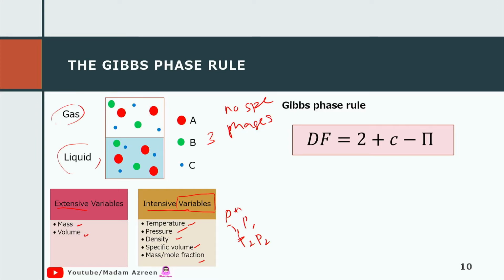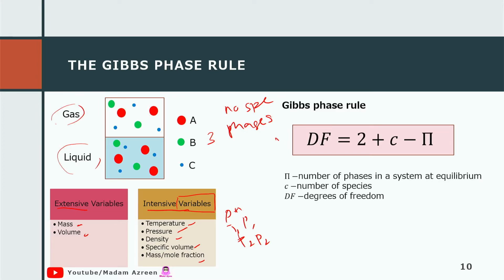And here, you have to calculate the degree of freedom using this formula, whereby the value of this, I don't know what we call this, this is the phases. How many phases? For example, here you have gas and liquid, so this is 2. And then C is the number of species, so here we have 3. And then we get the degree of freedom is equal to 3.